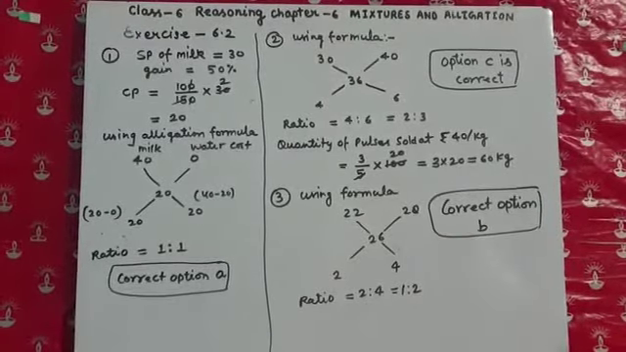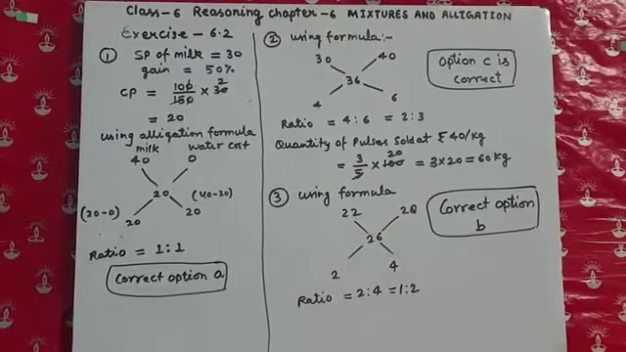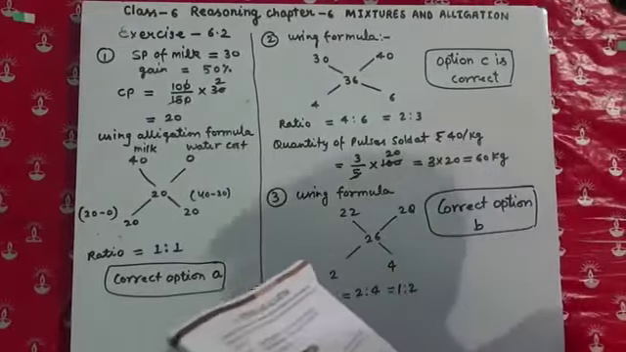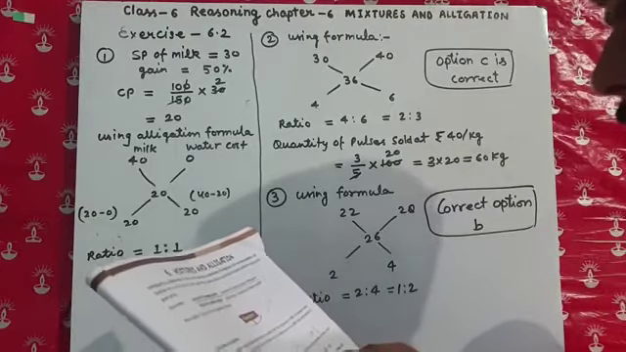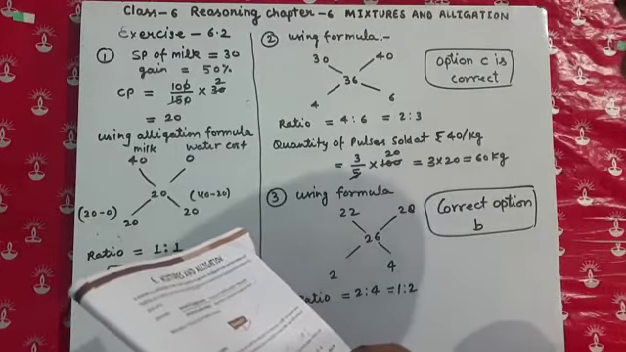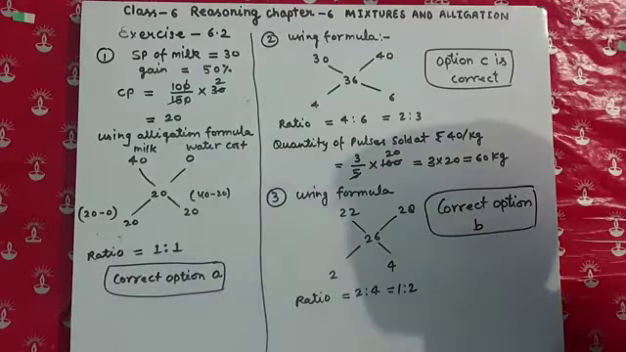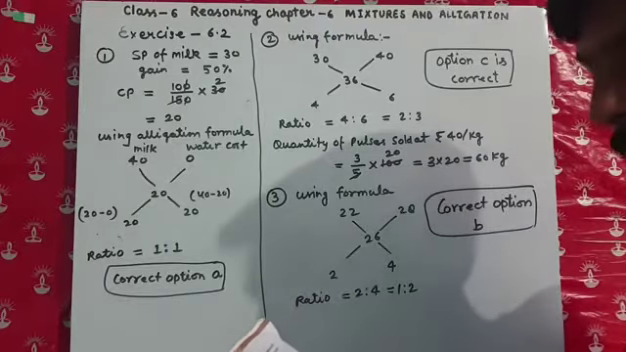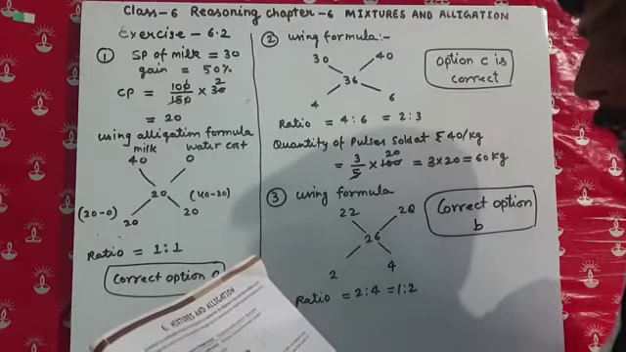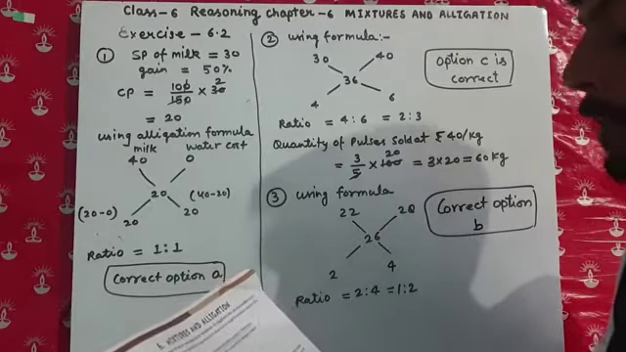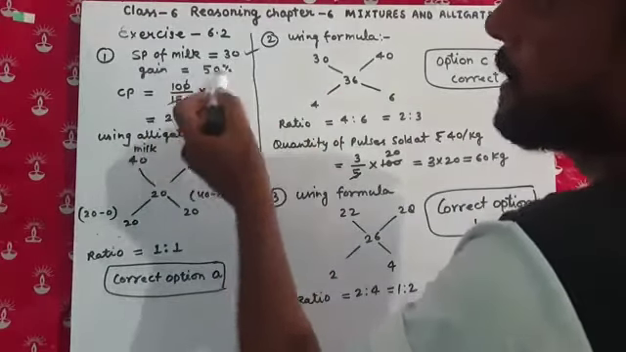Now dear students, I am going to exercise 6.2 question number 1. First of all, the question is given that a milk vendor was selling milk at rupees 40 per liter. Now he is selling milk at rupees 30 per liter and is still gaining 50% more profit. Find the ratio of the milk to water now in his mixture. So actually the cost of the pure milk is 40 rupees per liter, and after mixing water in that milk, he is selling at rupees 30 per liter and also gaining 50% profit.